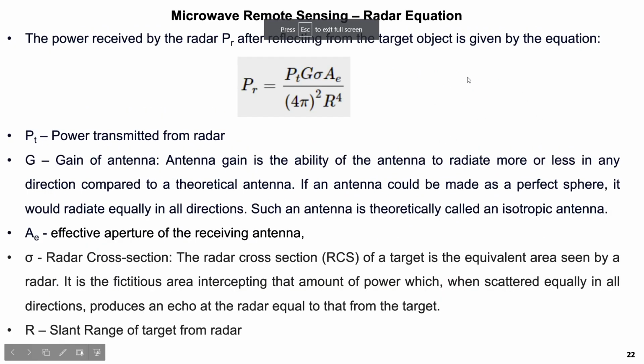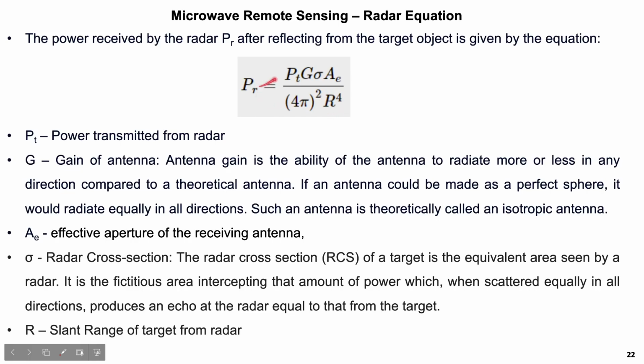Okay. The next part of the microwave remote sensing is the radar equation. So here the radar equation: power received, PR, is equal to power transmitted into G, the gain of the antenna, into sigma, the radar cross section, AE, the effective aperture of the receiving area, then divided by 4 pi square into r to the power 4. R is your range.